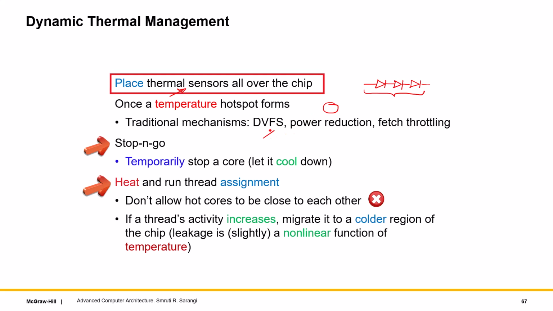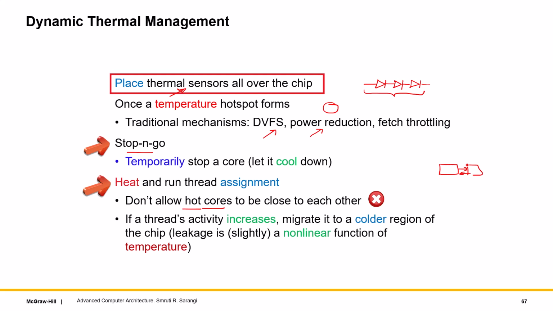You can always do DVFS, static power reduction, fetch throttling. Stop and go is again a simple technique, where if a core is getting very hot, just stop it, let it cool down. Then you can do what is called heat and run thread assignment, which is don't allow two hot cores to be close to each other. Because then there will be lateral heat transfer and they will get heated up even more, because if there is a heat transfer, leakage will increase, that will increase temperature, the leakage temperature feedback.